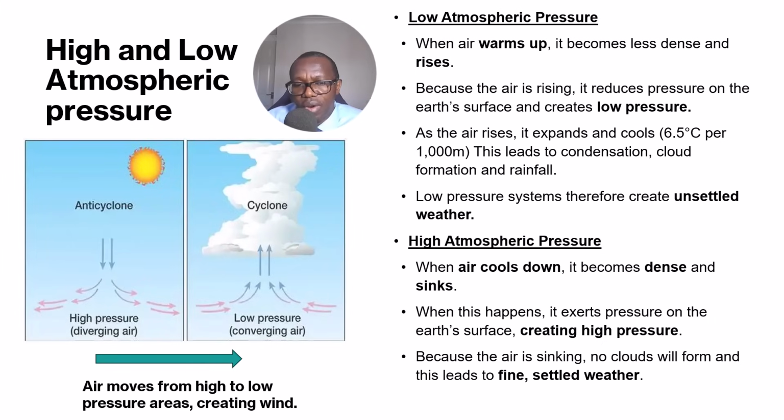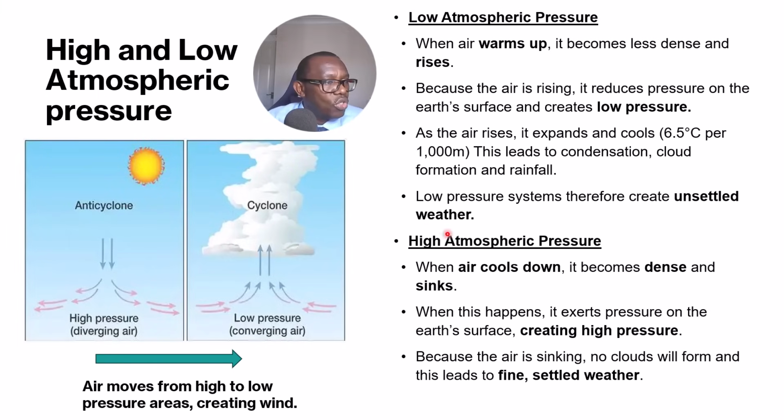Now, as the air rises, if we look at this diagram here, the low pressure has been created here, and the air has begun to rise. And as the air rises, it's going to cool down and condense. We know that we lose 6 degrees Celsius for every 1,000 meters we go up into the atmosphere, and that is what leads to condensation. That condensation obviously forms clouds, and those clouds give us precipitation.